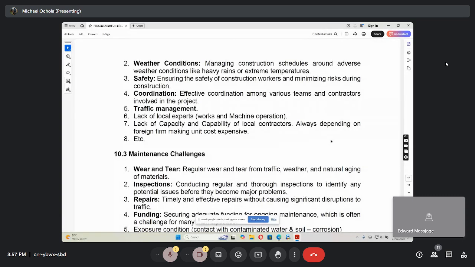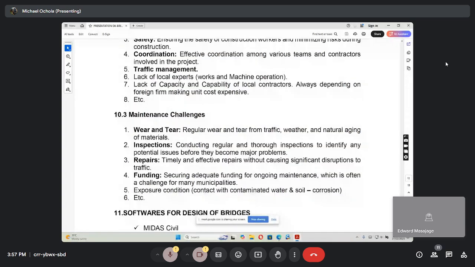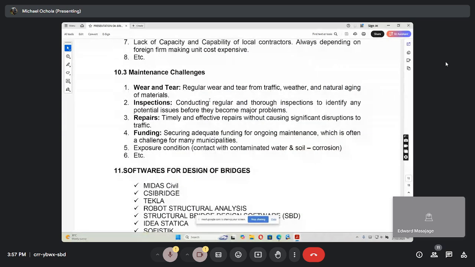Maintenance challenges: regular wear and tear from traffic, weather, and natural aging of the materials. Inspections: conducting regular and thorough inspections to identify any potential issues before they become major problems. I've hinted on that. Those inspections take time. You have different types of inspection. You are going to learn when you get into maintenance later. So you appreciate timely and effective repairs. If you don't do it, what costs $10 today, if you make a mistake for 1 year, you're going to pay $10,000, and it goes up exponentially.